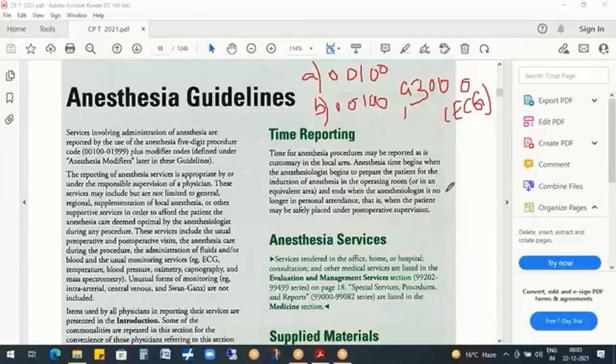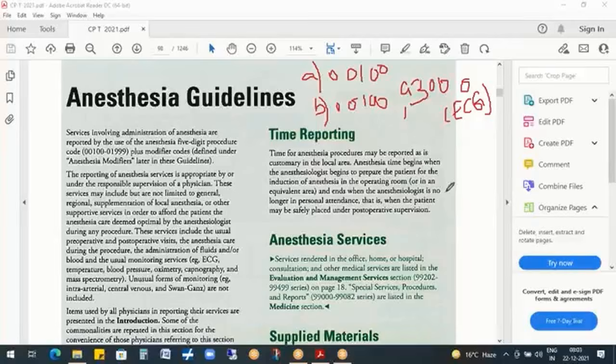Yes, sir. Okay, next one. Excluded services. What is the meaning of excluded? Included means it's a part. Excluded means not a part of anesthesia. Now write down: excluded services. It is not a part of the anesthesia service.